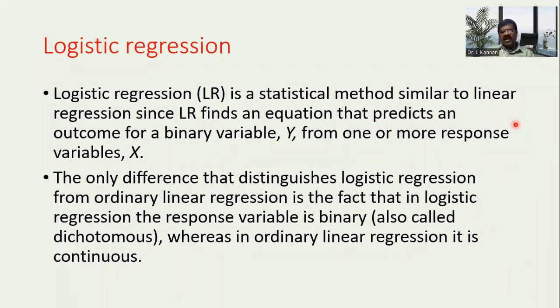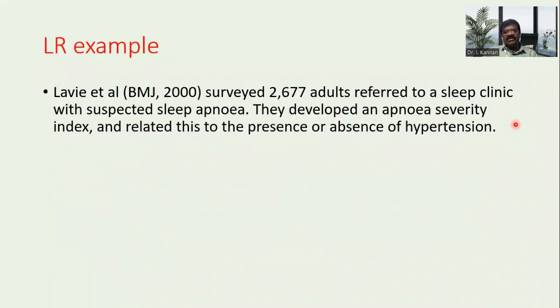But if you have data wherein the dependent variable is a categorical variable and your independent variable is in the form of a continuous scale, then you will go in for a regression called logistic regression. Let us see an example here.